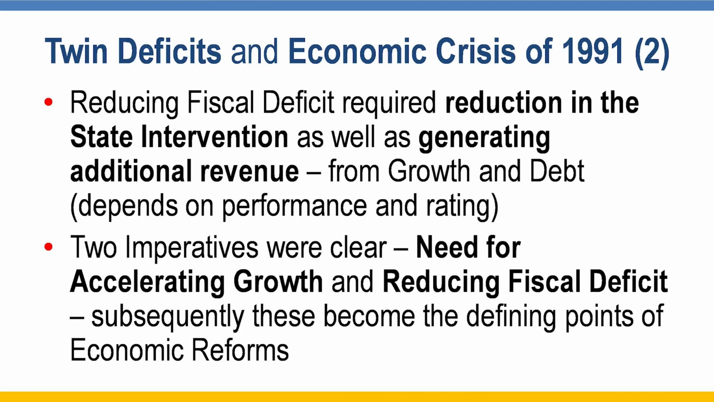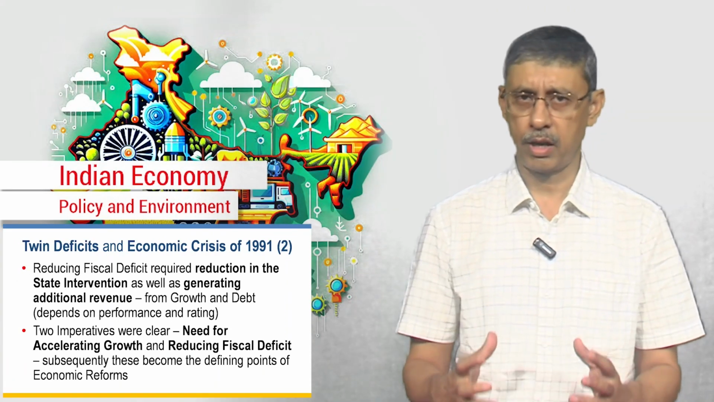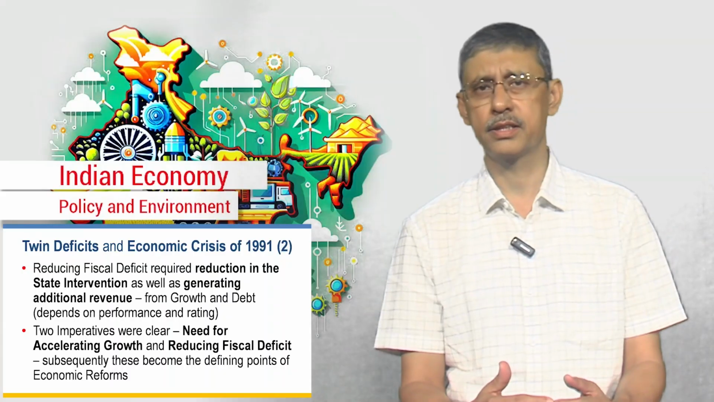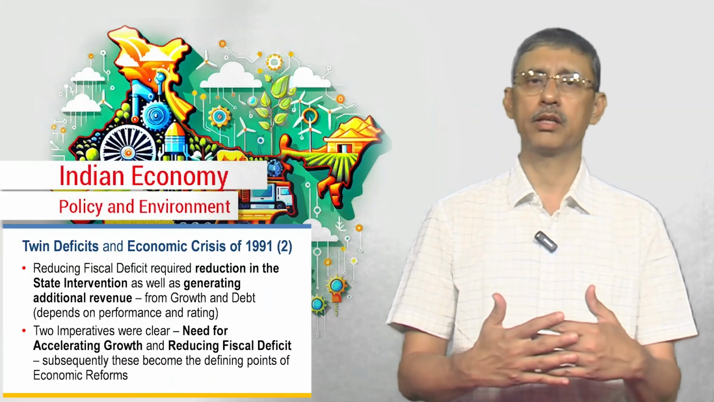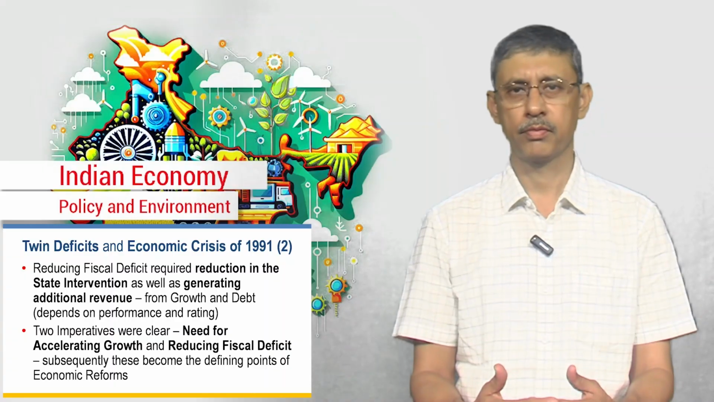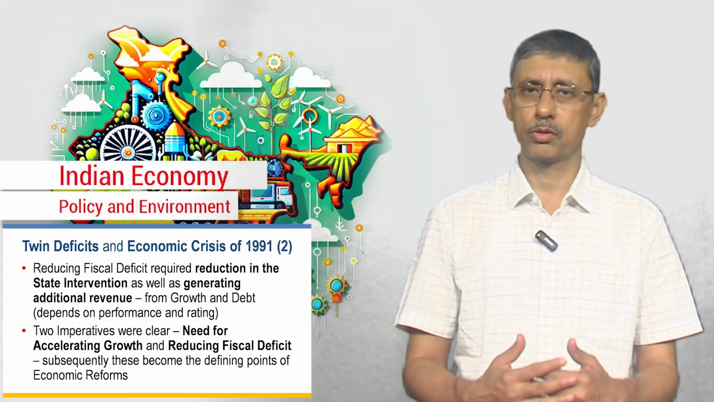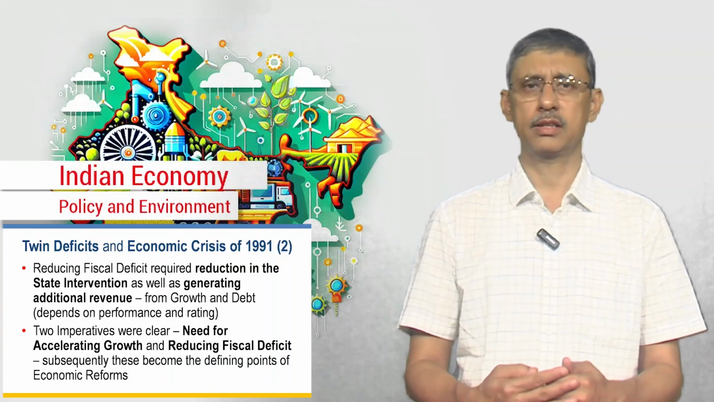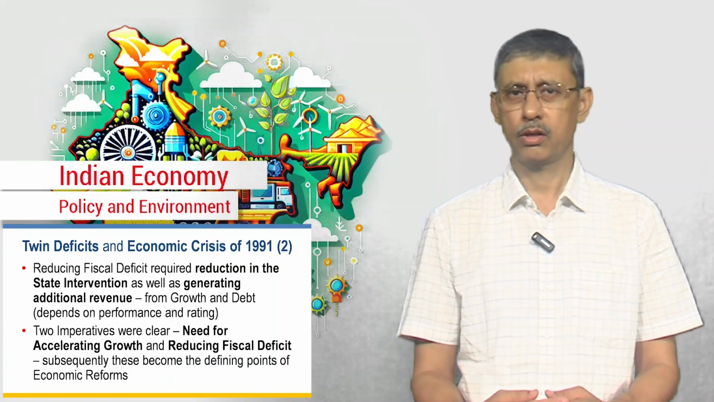Obviously, you require a two-pronged strategy. One is that you need to reduce the state intervention so that you reduce the public expenditure, as well as generate additional revenues. And additional revenues you can generate through growth, which was not increasing, which could not be accelerated in any case. So you are caught in the trap that there is a high fiscal deficit coming from higher involvement of the state in the management of the economy, which requires a reduction in the state intervention in the economy on one side.